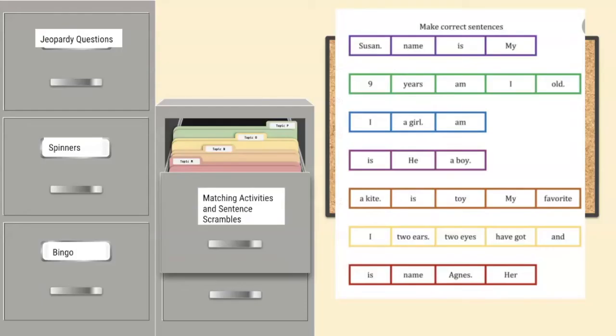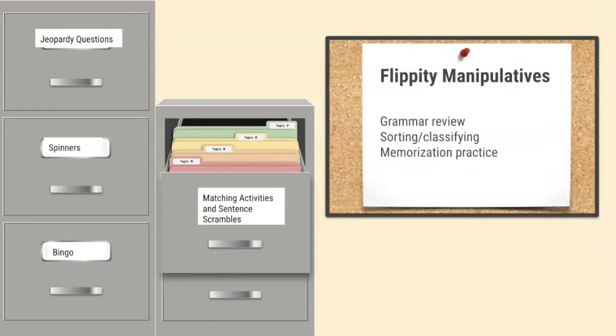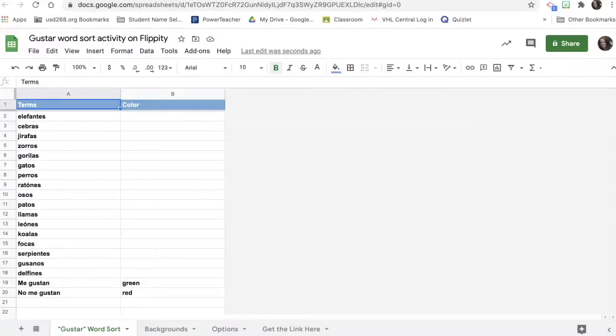The fourth drawer we're going to open is the Matching Activities and Sentence Scramble drawer. Flippity does have a feature called Flippity Manipulatives. You can use this for a grammar review, to work on like sentence structure. You can use it for sorting and classifying. You can use it for memorization practice. This can actually be used in a lot of different ways. You can also use the manipulatives tool to just kind of get to know your students.